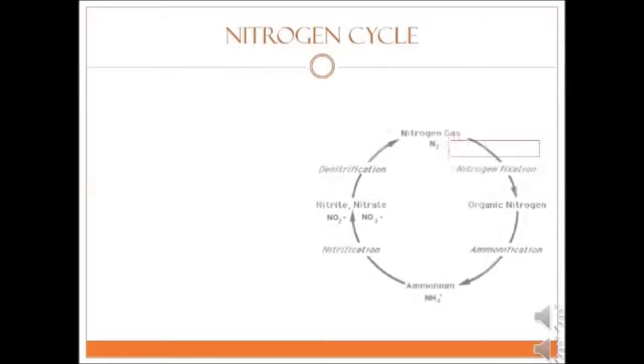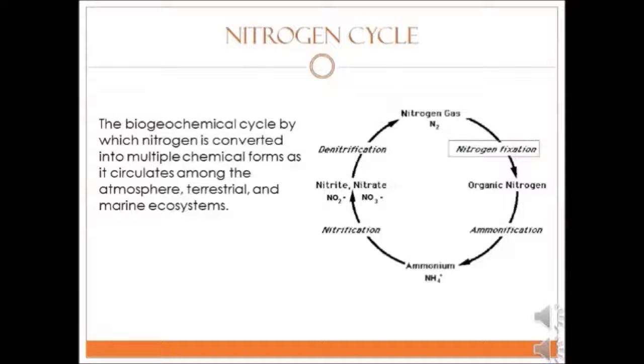Nitrogen cycle: the cycle by which nitrogen is converted into multiple chemical forms as it circulates among the atmosphere, terrestrial, and marine ecosystems. Nitrogen fixation is an important part of the nitrogen cycle and the very first process in the nitrogen cycle.